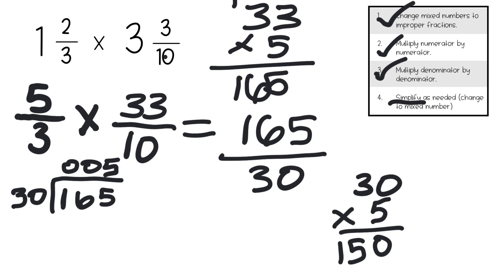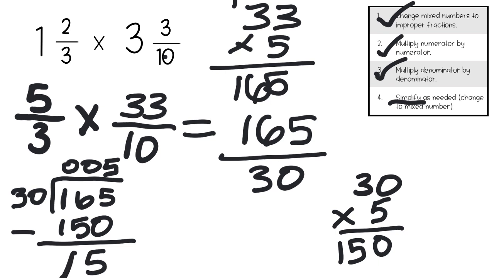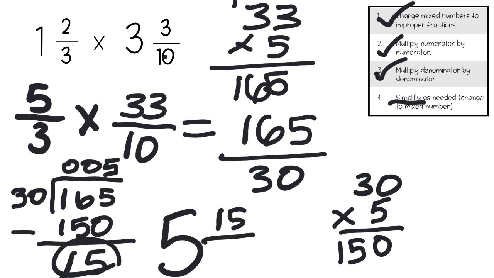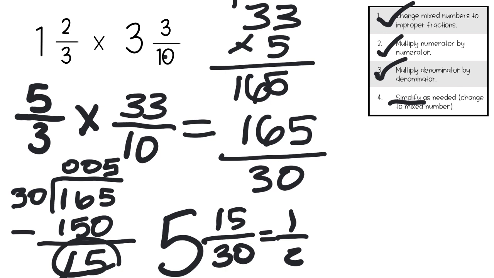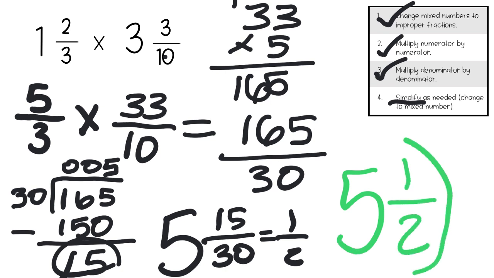That's our whole number. That's how many wholes we have. 150. 5 take away 0 is 5. 6 take away 5 is 1. Now we end up with 5, and remember 15 out of 30, which also equals 1/2. So my final answer is 5 1/2. That is my final answer. 5 1/2.